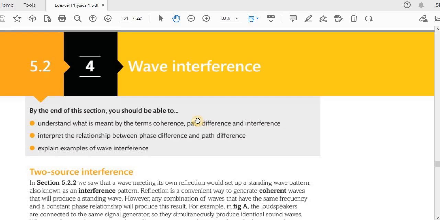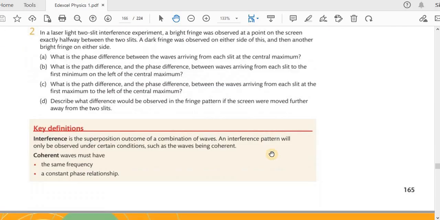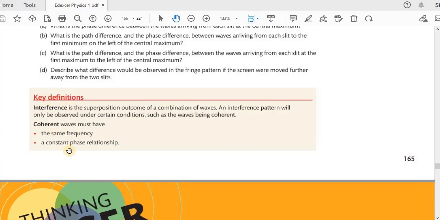Interpret the relationship between phase difference and path difference. Phase difference is measured in terms of angles, whereas path difference is measured in terms of wavelength. And what about coherence, path difference, interference? If you go to the end of this subchapter, you can see some definitions here. You should know them. Interference is the superposition outcome of a combination of waves.